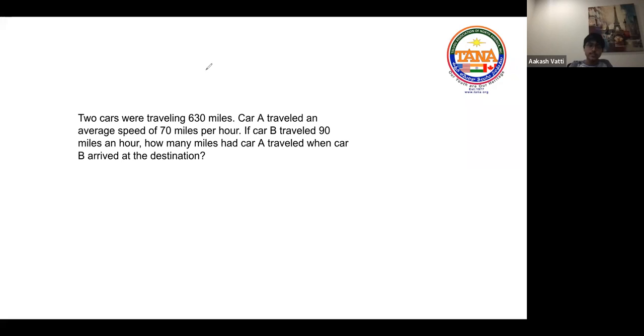For the people who still haven't answered, I'm just going to draw a small visual, even though it's not really needed. You're going the same distance. You need to go 630 miles, and you have car A and car B. Car B is going at 90 miles per hour, car A is going at 70, and they need to get there. So we're asking how long does car B take to arrive at the destination?